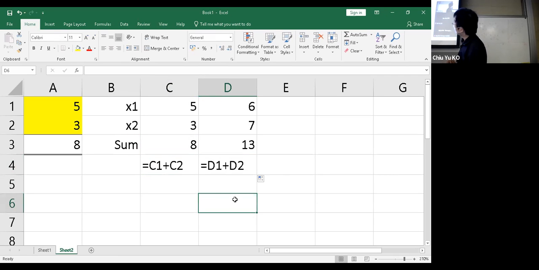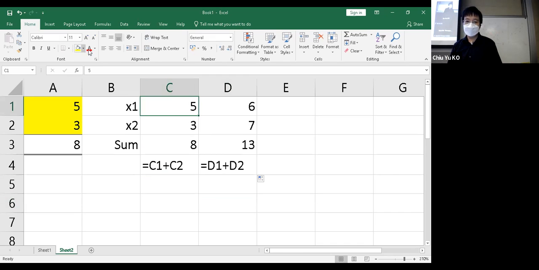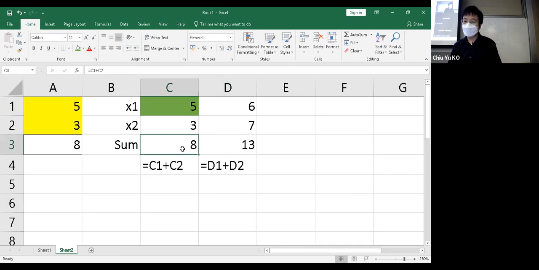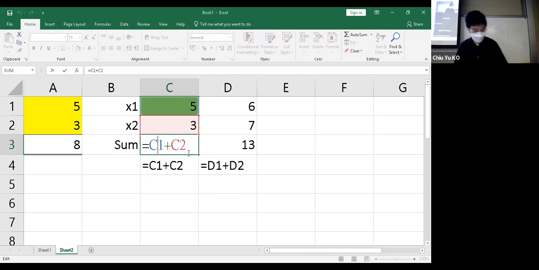Now suppose I really don't want this. I really want to keep C1 plus, maybe C1 plus D2. Say I always want to keep this. How can you do that? How can I always keep this formula here? To do so, instead of C1, you put a dollar sign there. Okay, you put a dollar sign.